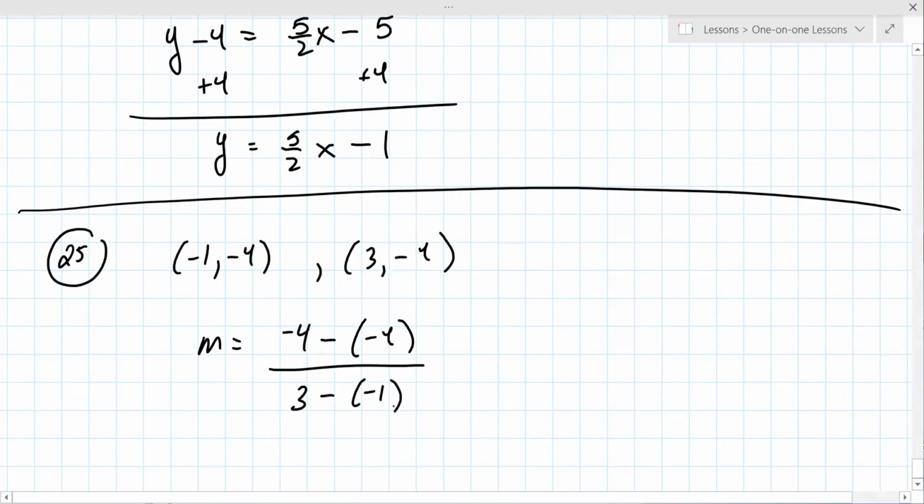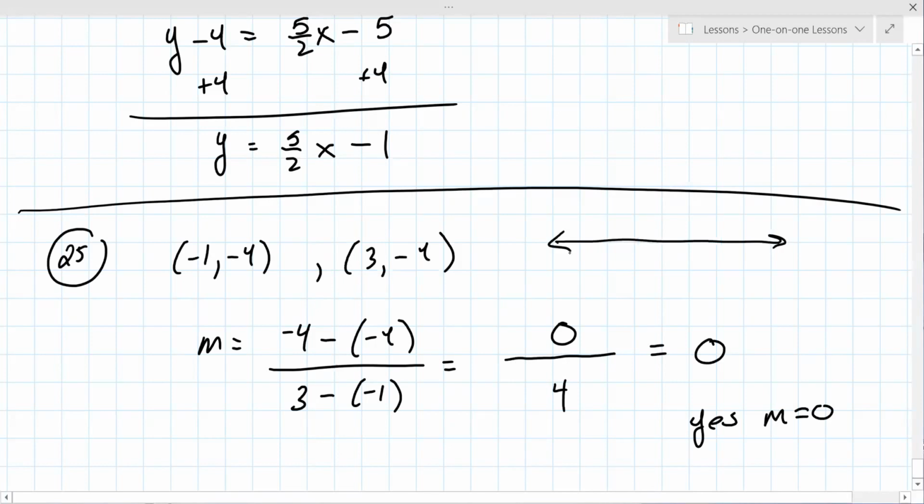So whenever it's negative and on the right, you put it in parentheses. So what does the top become this time? The top becomes 0. And 0 divided by anything is 0. Yes, slope can equal 0. Now, why is that? It's because it's a horizontal line.